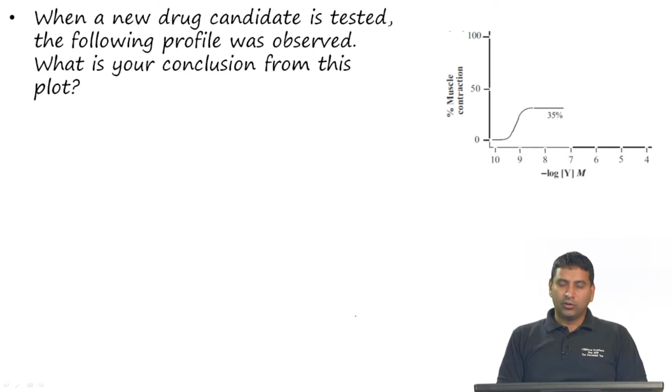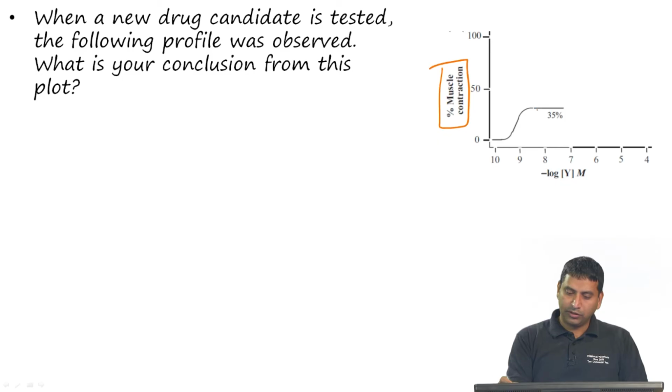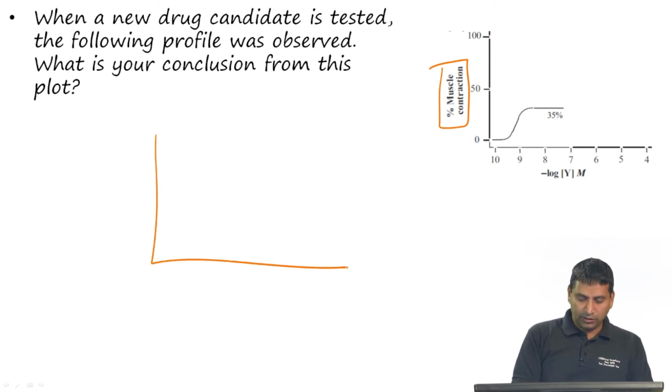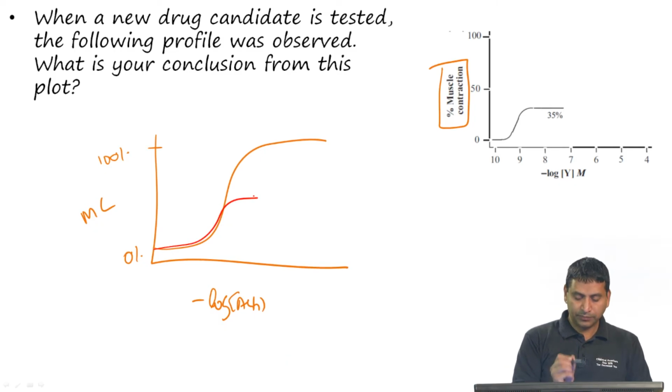So, in the next question, we will go back to our receptor binding, ligand binding. When a new drug candidate is tested, the following profile was observed, where you have percentage muscle contraction to be 35%. Right. So, what is your conclusion from this? In order to address this question, we would assume that the natural ligand here, which is acetylcholine, has 100% muscle contraction versus concentration. And so, if this is the profile of the natural substrate, the profile of the unnatural substrate looks something like this, right.